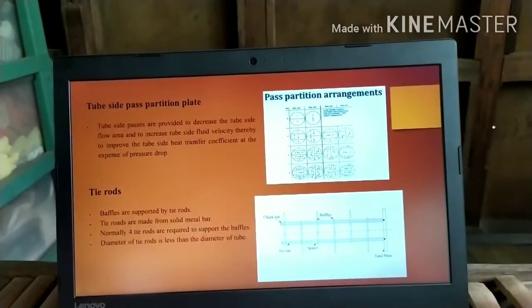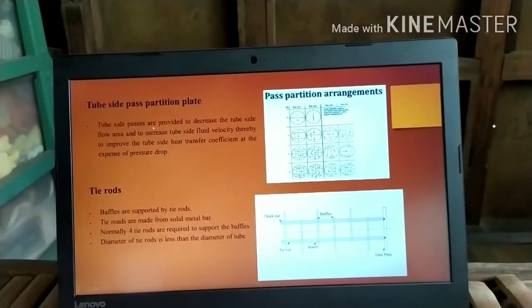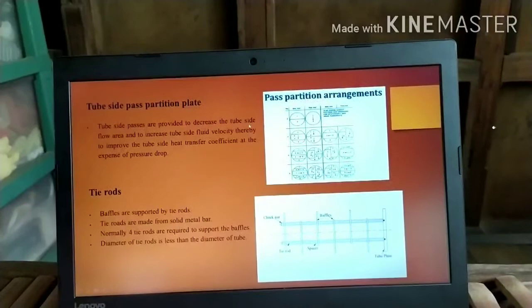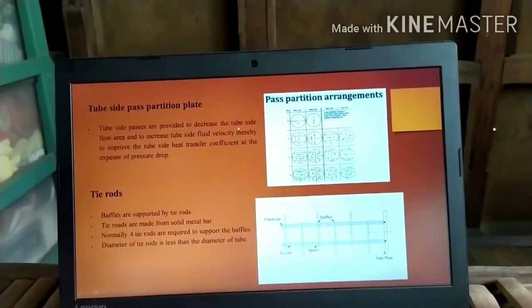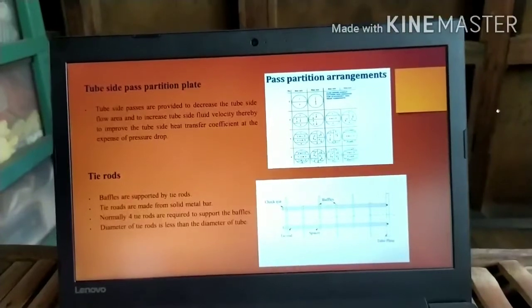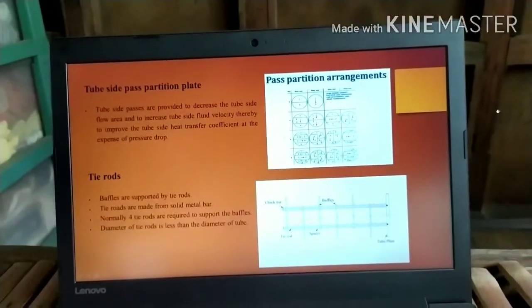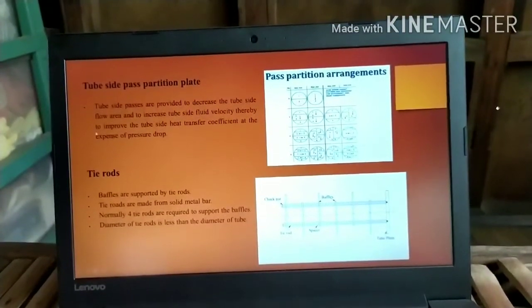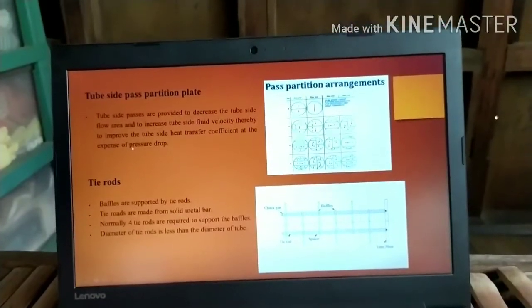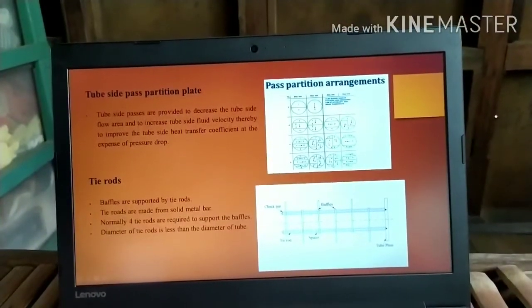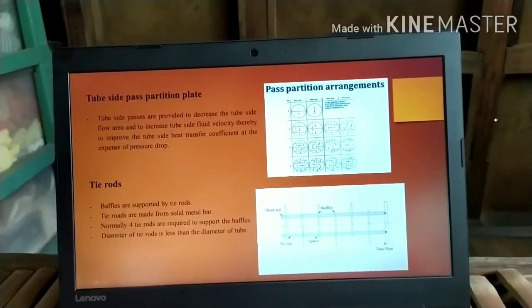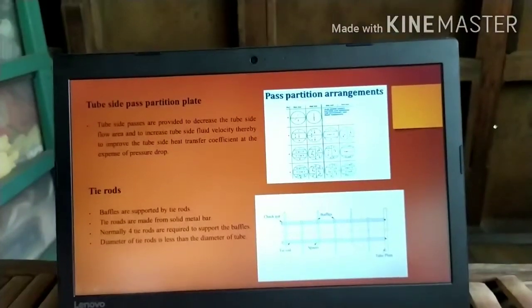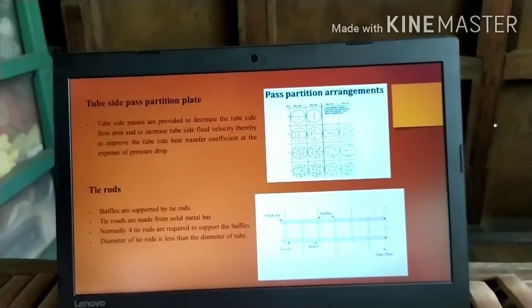So, tube side pass partition plate. Tube side passes are provided to decrease the tube side flow area and to increase the tube side fluid velocity, thereby improving the tube side heat transfer coefficient at the expense of pressure drop. So this is how the pass partition arrangement looks. Later we will see how the pass partition arrangements are made.